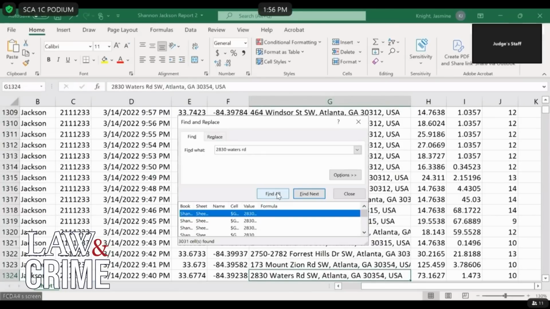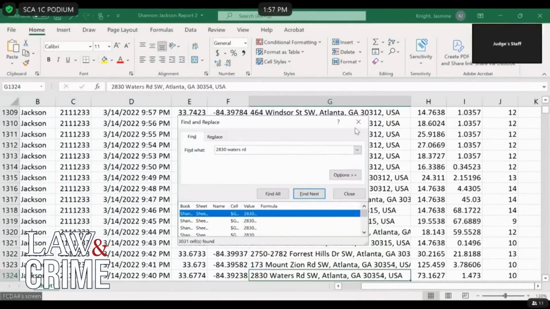And can you see, because it's kind of hard, what the cells found is in the bottom left? It says 3,331 cells found. So I'm not going to ask you to do this math, but is that 3,011 minutes at that address? Yes. Between January 2nd, 2022 and March 18th, 2022? Yes, sir.